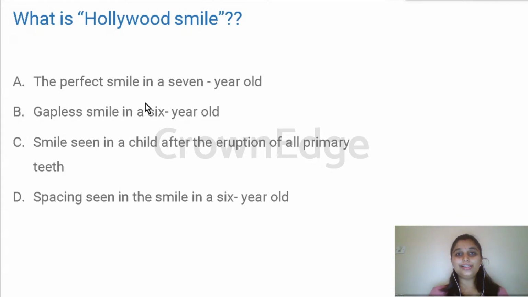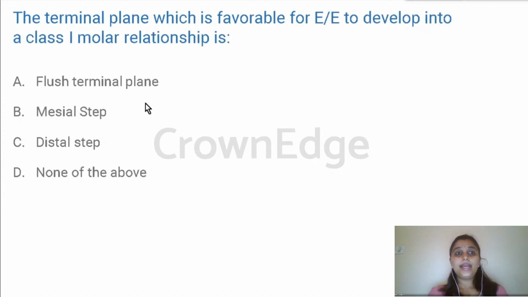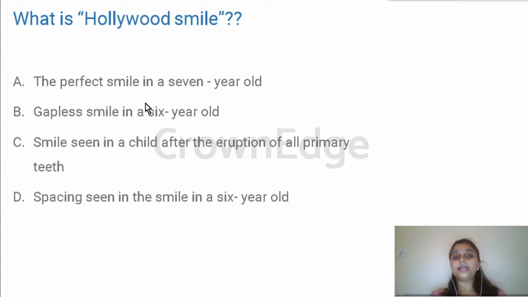Have you seen those Hollywood stars? If you have seen them, then they have a very nice smile, right? Like all their teeth are perfectly aligned. There is absolutely no crowding, no midline diastemas, no spaces. That is what we are referring to here. The answer is B. It is a gapless smile in a 6-year-old. So basically, we are talking about a non-spaced primary dentition, which is actually what we do not want, because it signifies that the child can have crowding in the permanent dentition phase. So that is what is known as the Hollywood smile.